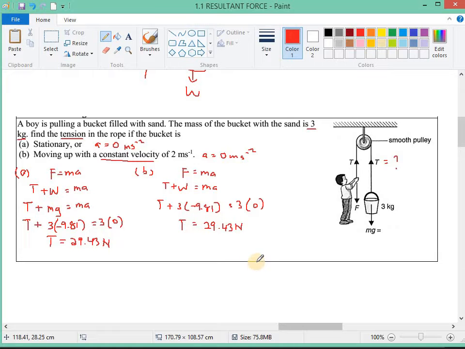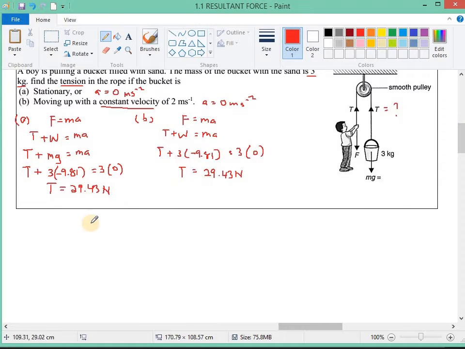So that means we don't care whether it's stationary or moving up with constant velocity, in both cases acceleration is 0. Acceleration 0 means the resultant force is 0. Resultant force 0 means the tension must be equal to the weight. Okay, the forces are balanced. One more time.